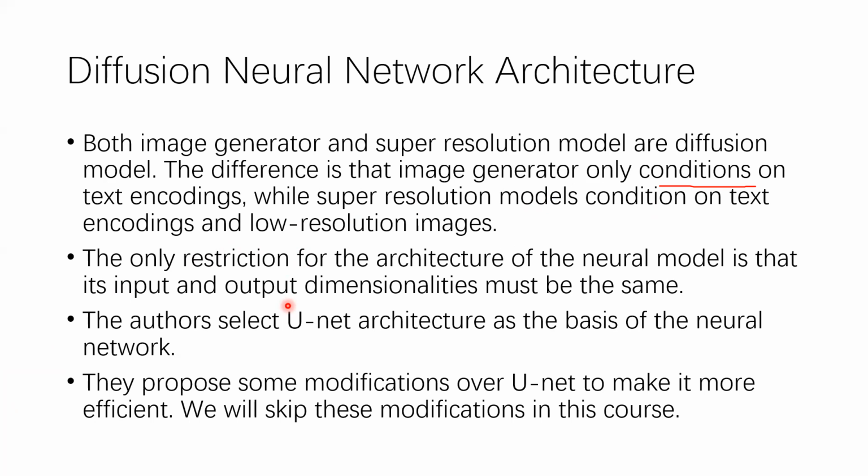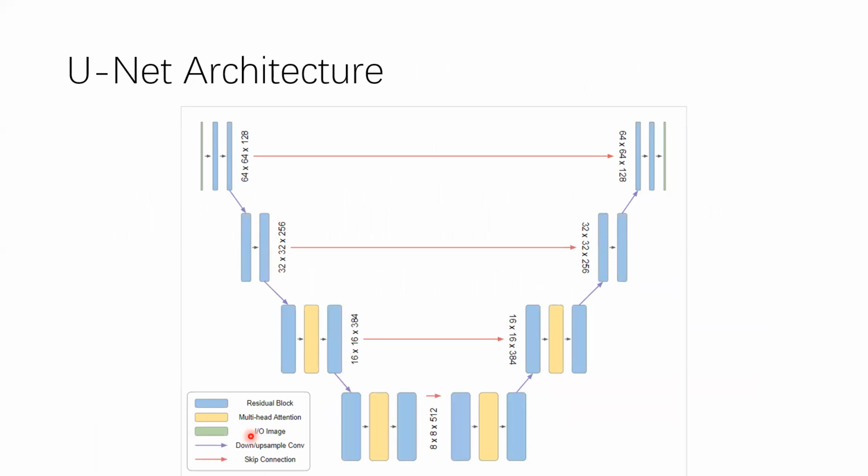And the authors decided to use the UNet architecture as the basis of the neural network. They proposed some modifications over UNet to make it more efficient, but we'll skip these modifications because they are just more detailed engineering details. And here's a picture of the architecture of UNet. So the green one is the input, and the green one here is the output.